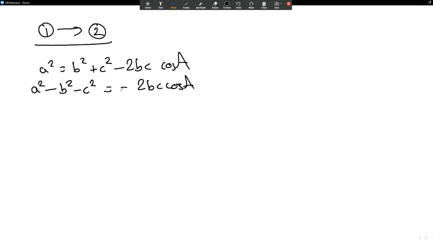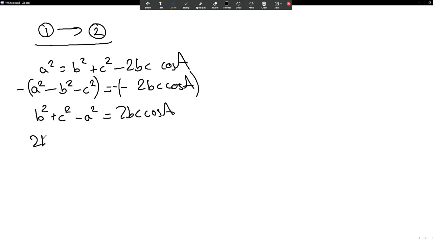Now we can multiply by minus 1 to get rid of this negative, so we can put a minus in front of both sides, basically. All of these terms will change sign. So we'll get b squared plus c squared minus a squared equals, and then this whole term will go from negative to positive. We'll get 2bc cos A. And now let me switch these around.